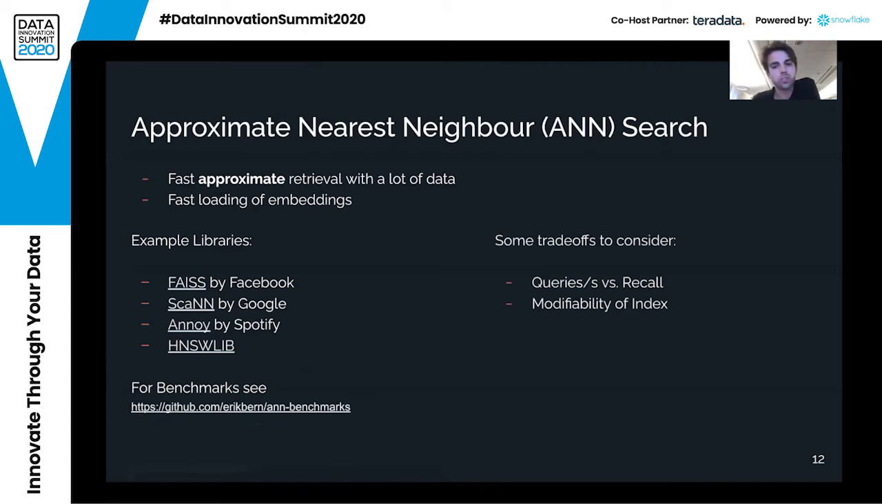Some trade-offs you should consider when selecting the library. A very common one is, of course, the queries per second that you can perform versus the recall you get. So you have this trade-off of how fast you get a result and how accurate the result is. Another thing is that some of these libraries allow you to modify the index at runtime, and others don't. That really depends on how you want to build your application: if you want to continuously add more things to your database, or if, let's say, a batch job is good enough.